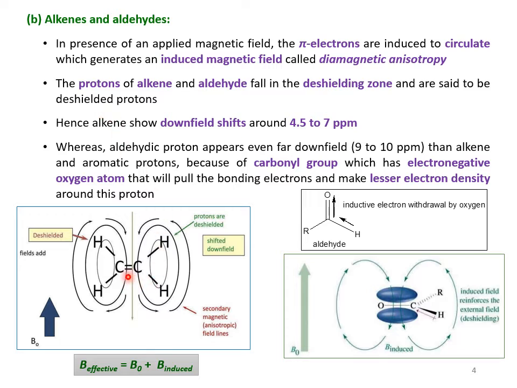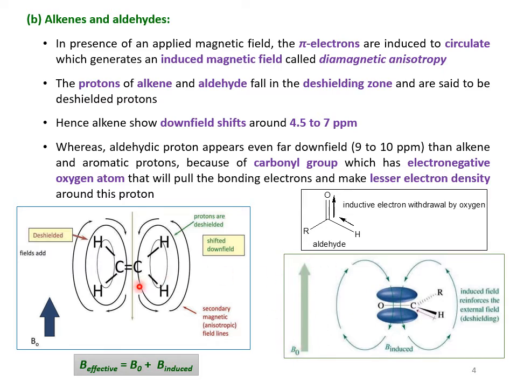Previously we have seen the induced magnetic field, which is generated by the circulation of pi electrons, is anisotropic, meaning in one direction it is aligned to the applied magnetic field, and in the other direction it is opposite to the applied magnetic field. However, the protons of alkene and the protons of aldehyde fall in the region where the induced magnetic field is in the same direction as that of the applied magnetic field.